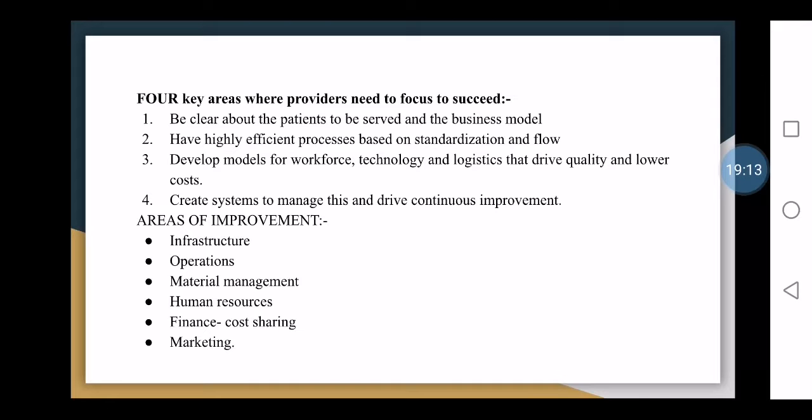Then the marketing. Of course, the pharmaceutical companies, they have to set the target, or they have to set the limit for the cost of drugs. Otherwise, the medicine really takes up a large amount in the medical healthcare sector. So the pharmaceutical companies, their marketing, everything should be taken care of. So these are all the areas that need improvement: the infrastructure, financial operations, material management, human resources, finance or the cost sharing, then marketing.